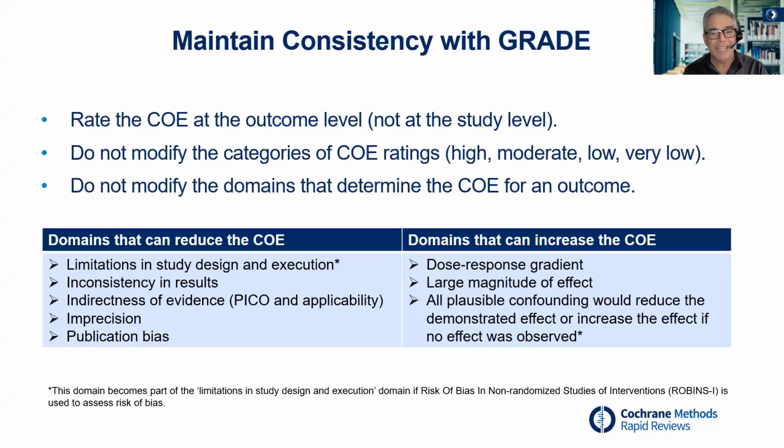And also maintain the domains that determine the certainty of evidence ratings. GRADE specifies 5 domains that may lower the certainty of evidence and 3 that can increase certainty of evidence, especially in non-randomized studies. And simplifying the GRADE approach by omitting any domains is not recommended.